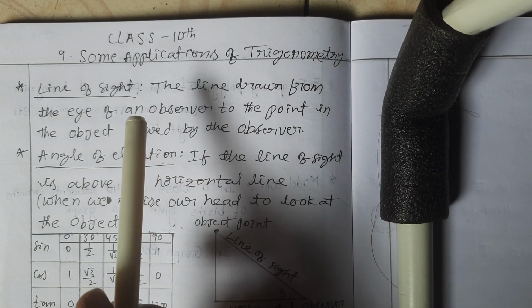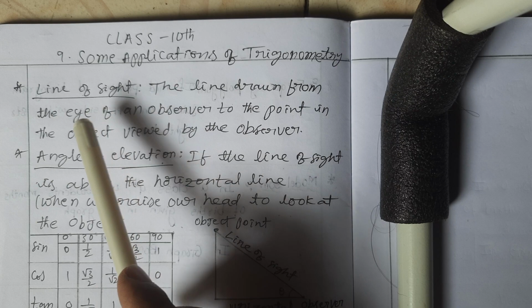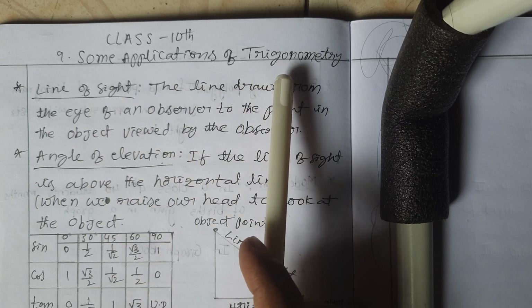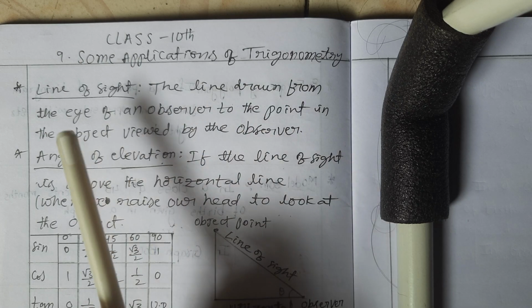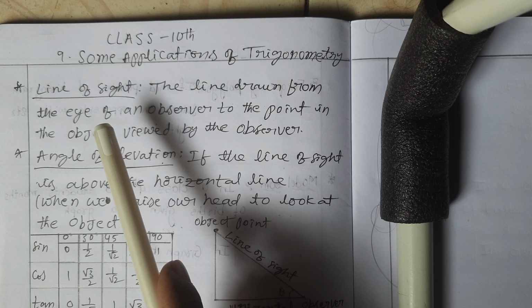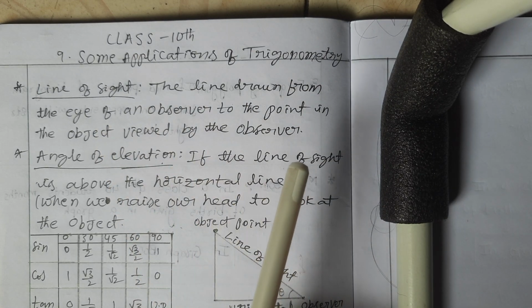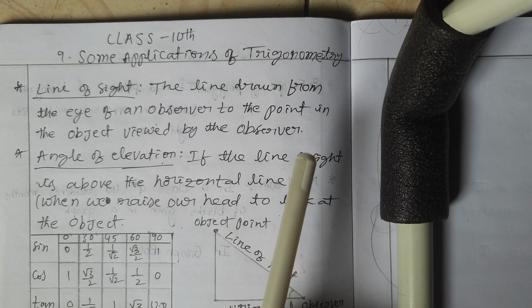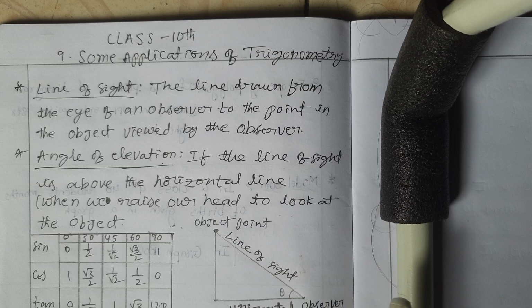Dear children, today we are going to discuss class 10th, ninth chapter, Some Applications of Trigonometry. This lesson has essay questions that came in last year's question papers. This year the blueprint may be changed, so we will see later, but the concepts are very important.